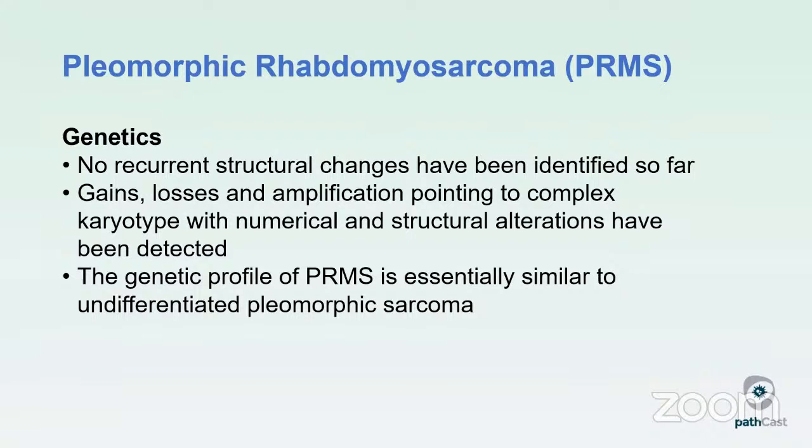Genetically, no recurrent structural changes have been identified in pleomorphic rhabdomyosarcomas. It has the same genetic profile as high-grade undifferentiated pleomorphic sarcoma. It's very complex, with a lot of gains and losses and amplification. So there is nothing that can really pinpoint this diagnosis other than morphology and immunohistochemistry.